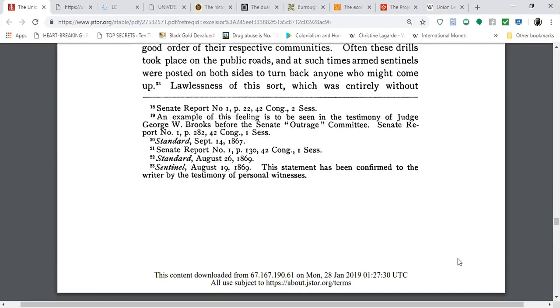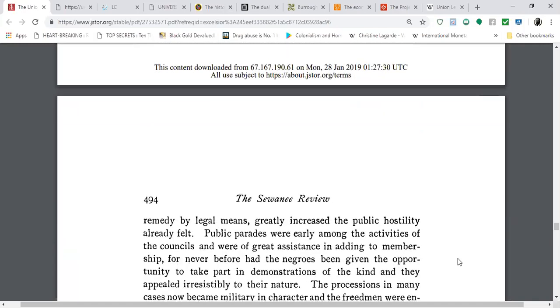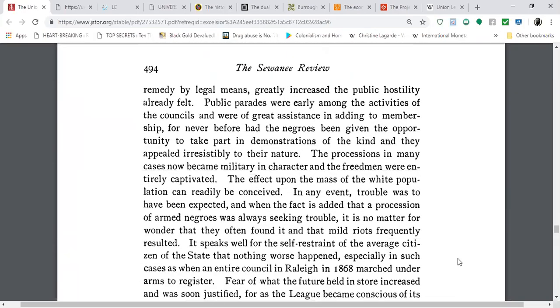Lawlessness of this sort was entirely without remedy by legal means. It greatly increased the public hostility already felt. Public parades were among the early activities of the councils and were a great assistance in adding membership, for never before had the Negroes been given an opportunity to take part in demonstrations of that kind, and it was an appeal irresistible to their nature. The processions in many cases now became military in character, and the freedmen were entirely captivated. So all these public drills, you see, in these 70,000, local militias became a black militia in the state of North Carolina.